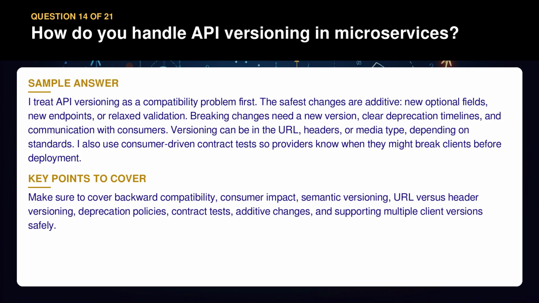Make sure to cover backward compatibility, consumer impact, semantic versioning, URL versus header versioning, deprecation policies, contract tests, additive changes, and supporting multiple client versions safely.